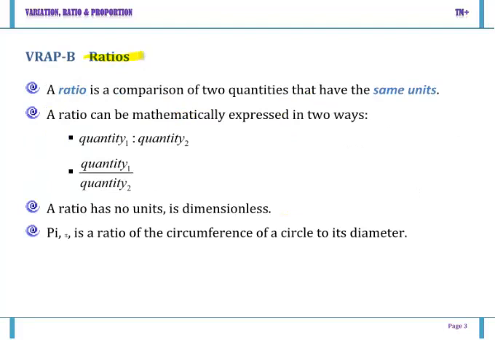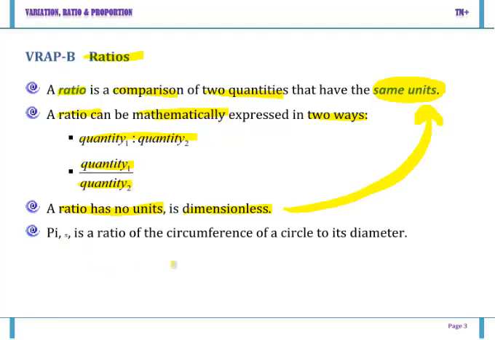To begin, let's look at ratios. Now, a ratio is a comparison of two quantities that have the same units. The key is that they have the same units. A ratio can be mathematically expressed in two ways: quantity 1 is to quantity 2, or quantity 1 over quantity 2. Now, a ratio has no units. It's dimensionless, and that's why it needs to be in the same units.